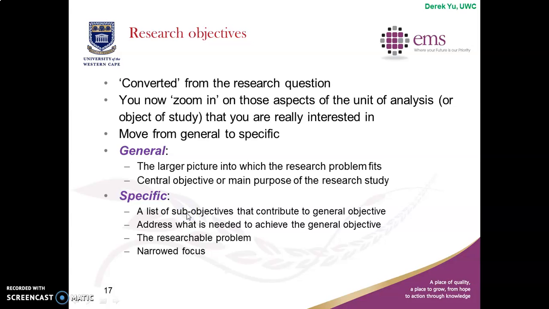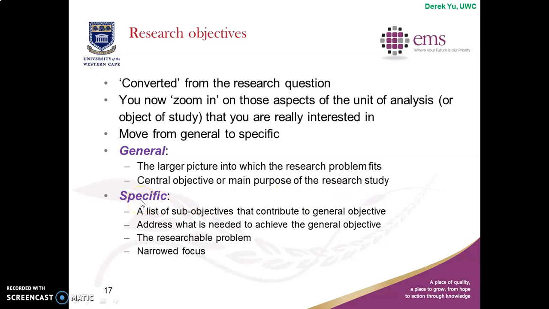Okay, the next one. This is important. The difference between general research objective and specific research objective. Your general research objective, there's only one, I repeat, only one general research objective that relates to your research question. The broad one, we also call it broad research objective, the larger picture into which the research problem fits, the central objective or main purpose of the research study.